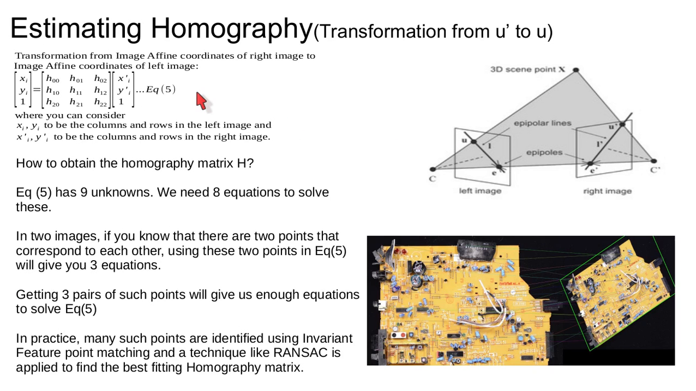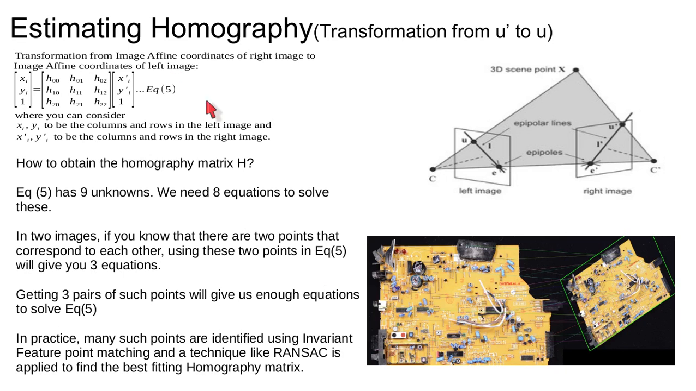We have now shown that transformation from the image affine coordinates of the right image to the image affine coordinates of the left image can be expressed in the form of this homography matrix. Now you can consider xi, yi to be the columns and rows in the left image, and xi dash, yi dash to be the columns and rows in the right image respectively. You need to be aware that these are homogeneous coordinates though, but you can consider them to be equivalent to columns and rows. Now how do we obtain this homography matrix H?